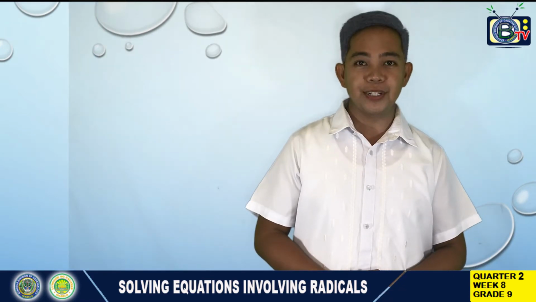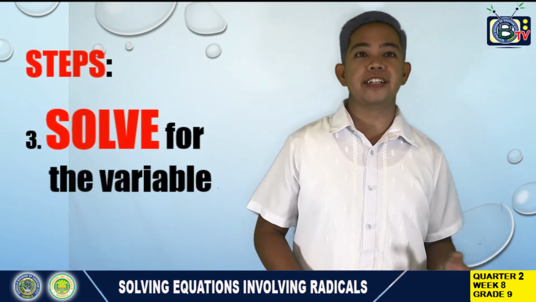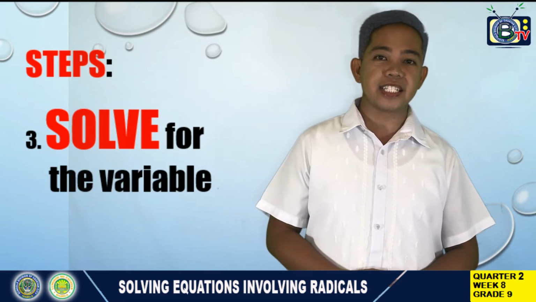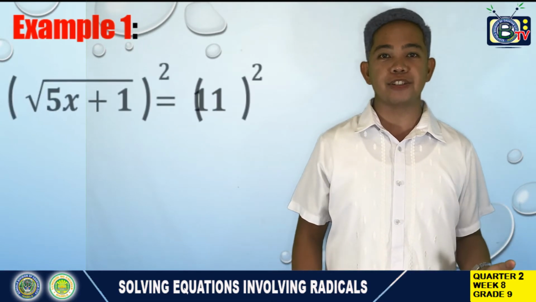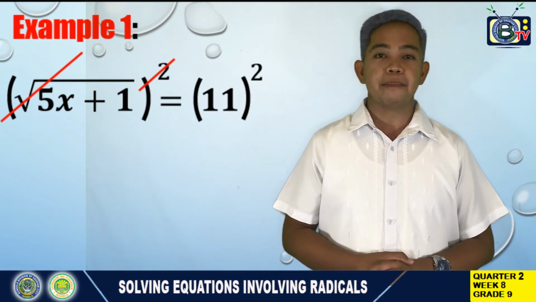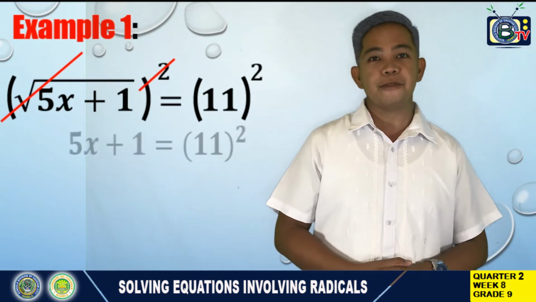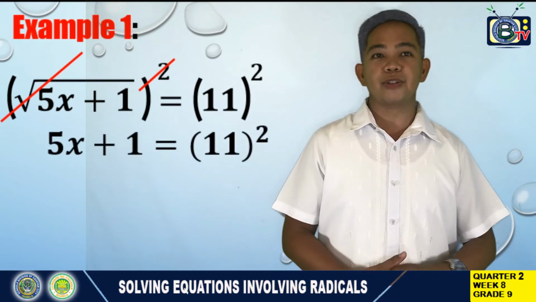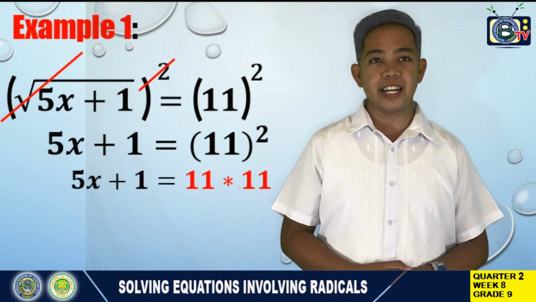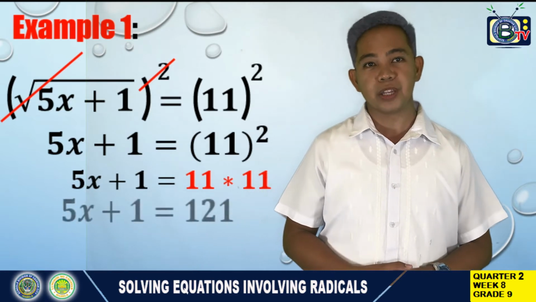Alright! Now, the third step, we need to solve the variable. The variable is the letter beside the numerical coefficient. Please stay with me. Let's do this. Now, on the left side of the equation, we can now remove or cancel the radical and its exponent based on the rule of radicals. So, we have now our equation 5x plus 1 is equal to the square of 11. Now, simplify the square of 11. 11 squared means 11 times 11 is equal to 121.